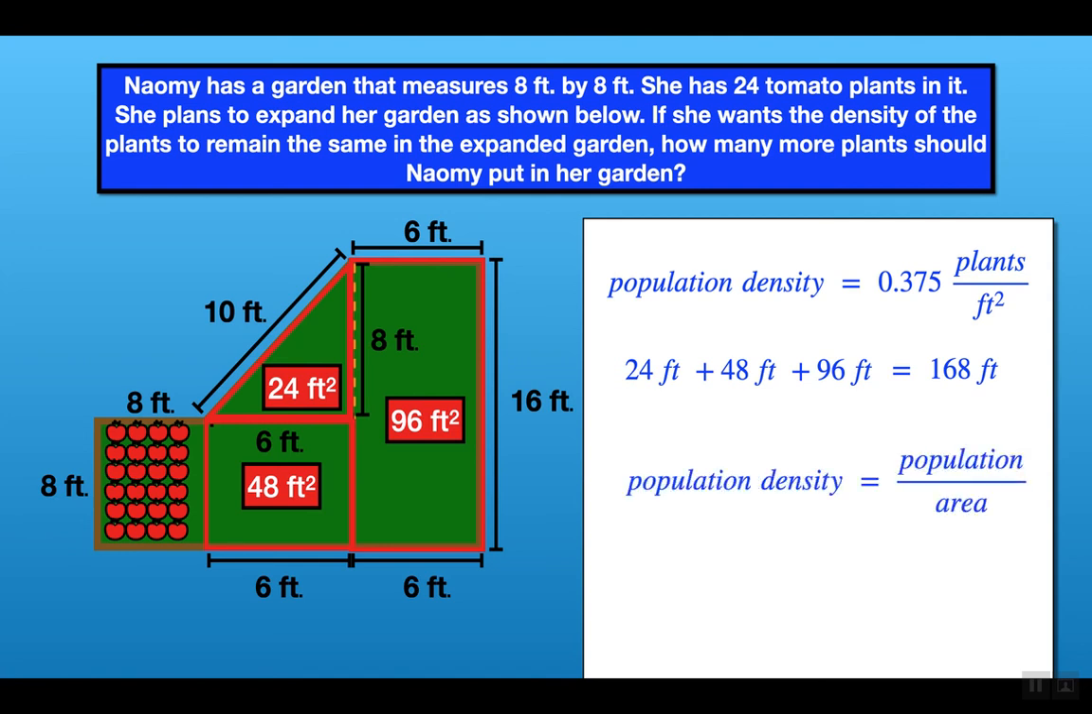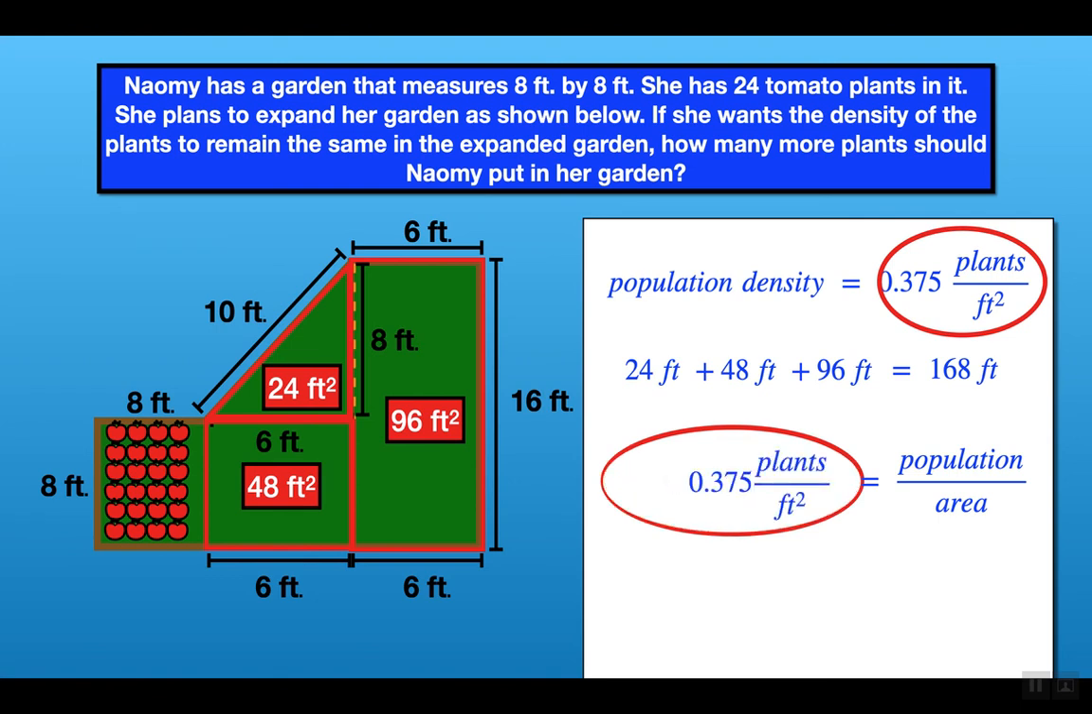Let's go back to our formula: population density equals population divided by area. The question is, what is going to be the population of tomato plants in that new area? Do we know the population density? Yes, it has to be the same as in the initial garden, so the population density has to be 0.375. Let's substitute that value in for the population density, 0.375.